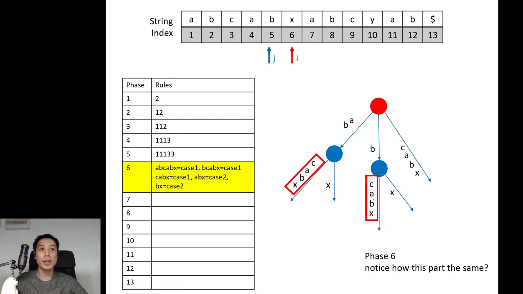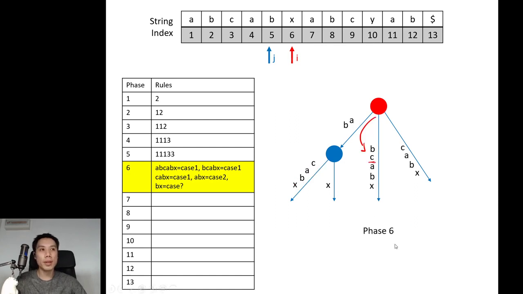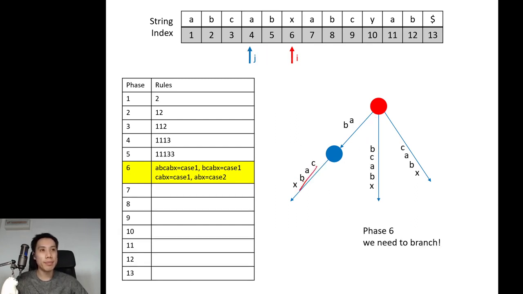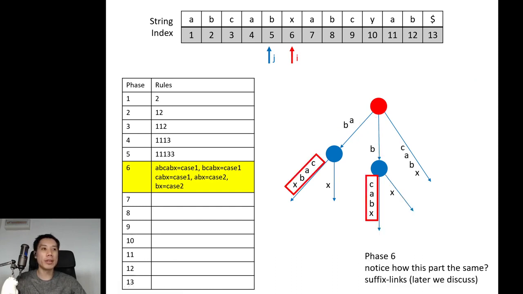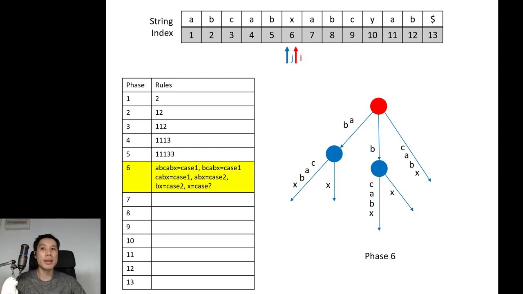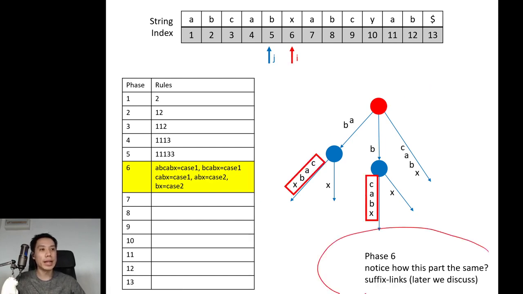Do you notice this part is the same? CABX, CABX. So if you see here, right? CABX, CABX, right? And we branch after B, right? We branch after B. So you can actually observe similar substring. Okay? And because you can observe similar substring, right? Later on, when I introduce suffix link, you're going to understand why we can make it fast, right? Because you're going to realize you're doing the same thing.